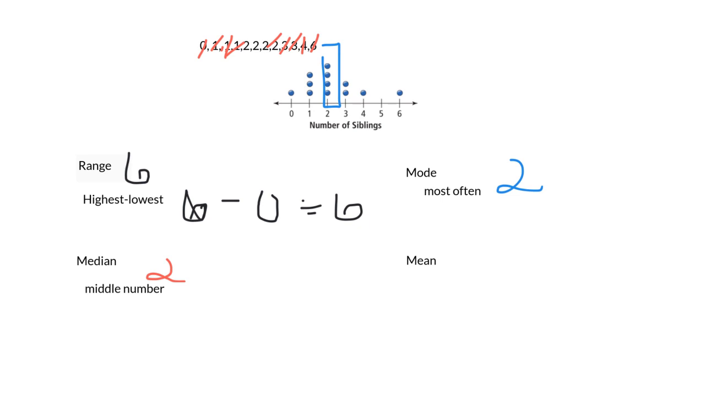And now we need the mean. The mean is the average. So to find the average of a data set, we add all of our numbers and then we divide by however many digits our numbers are. So it's the average. We're going to add all the numbers and then we're going to divide by the number of pieces in the data set. All right, so here we go.